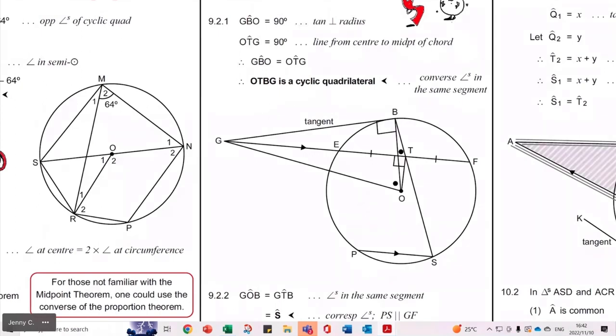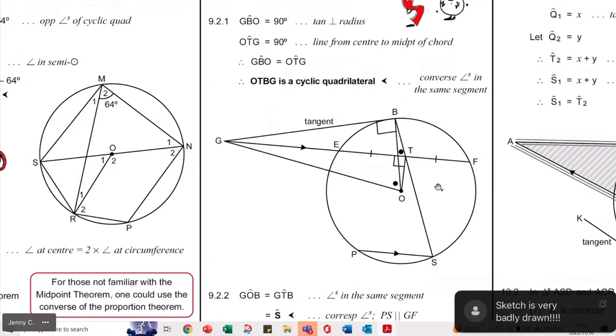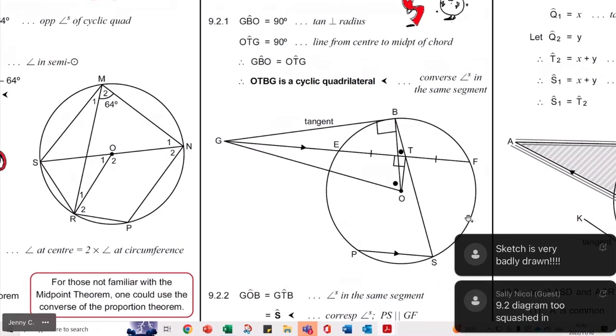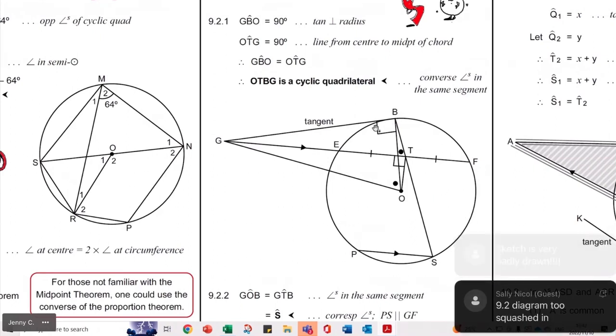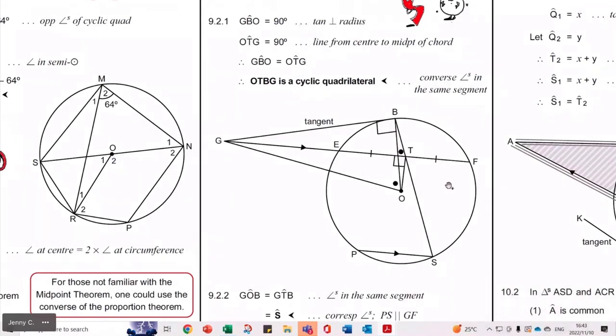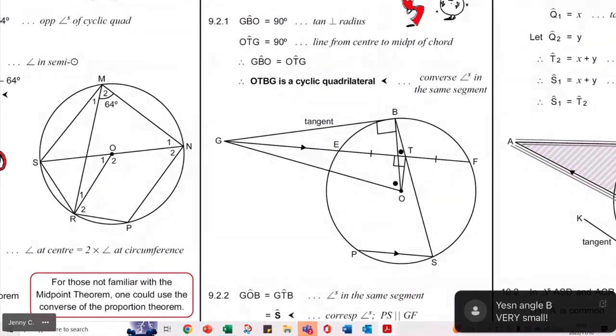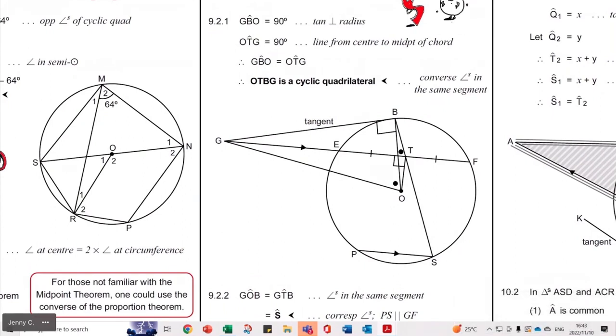Okay, question 9.2.1. I personally thought the diagram was really squashed. I thought this triangle BTO was quite small. I'm sure I didn't have a chance to redraw it, but if you swing S around a little bit and swing B around a little bit, then the triangle will look a whole lot better. But it wasn't too bad. It used tan perpendicular to radius. It used line from center to midpoint of chord. And then the 2 angles are equal. Therefore, it's cyclic because of angles in the same segment.